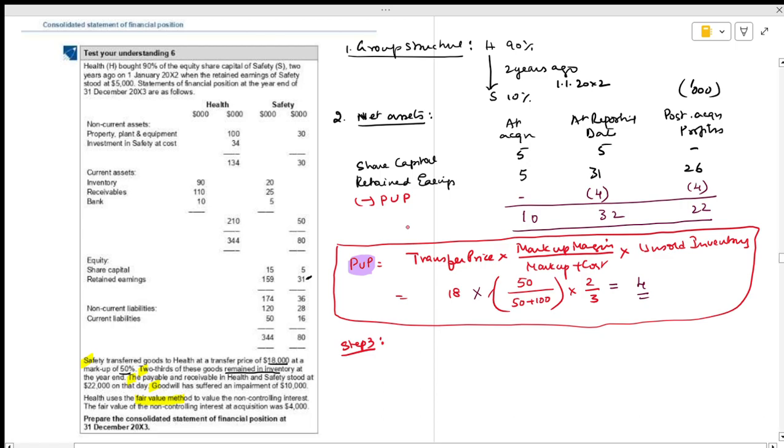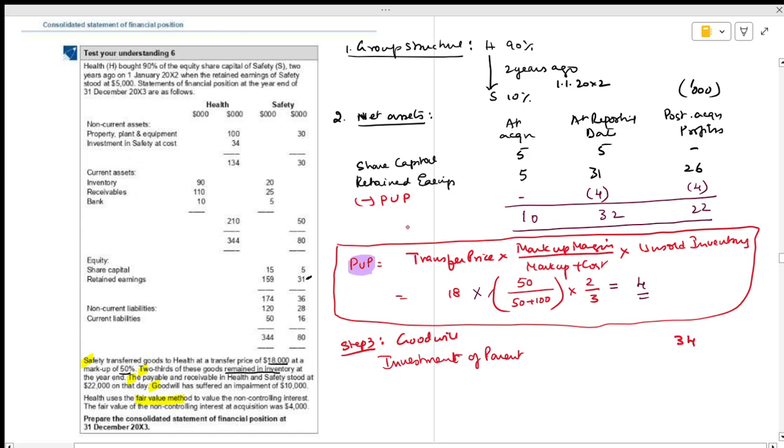Goodwill. Investment is how much? You take the balance sheet. Investment of parent, how much? Investment of parent is 34.